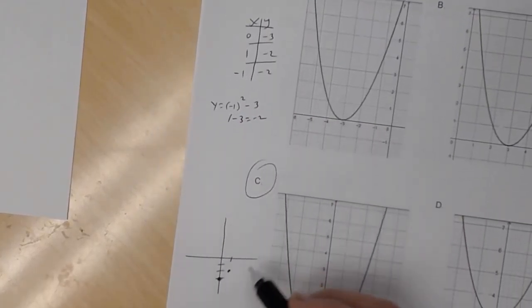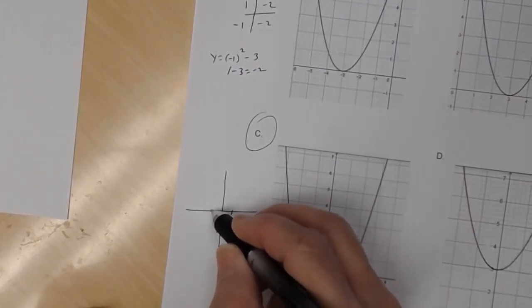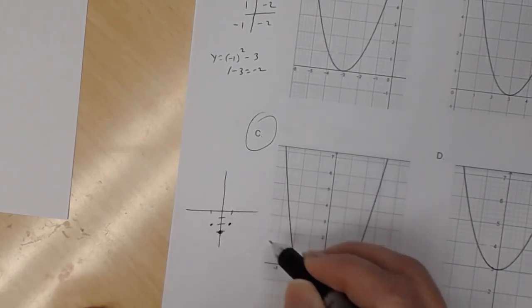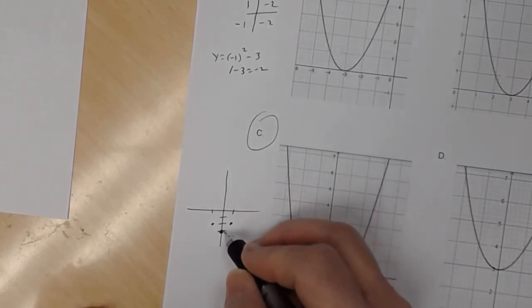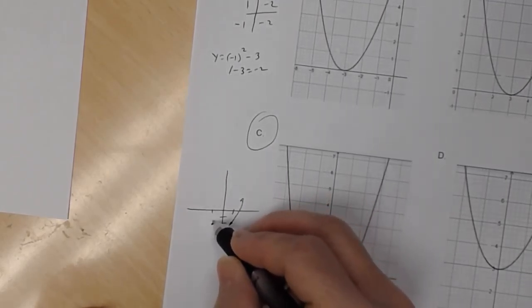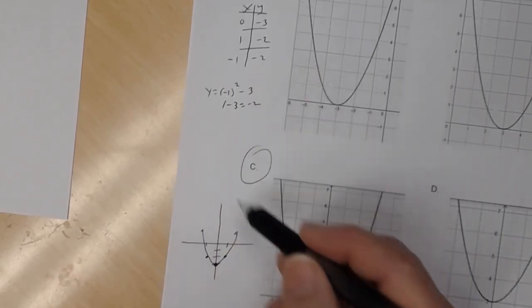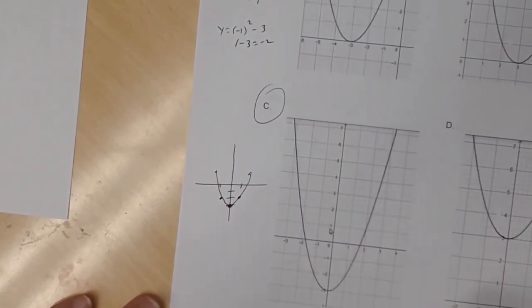And so remember the idea of symmetry as well. So just make sure you're using the idea of symmetry. So you see how it's starting to look. It's going to start to look something like this. So when you plot more points here, you'll get something that looks like this, and that's this one right here.